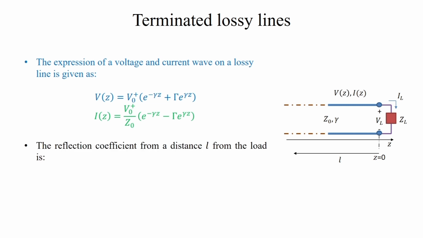Now, if we are interested to know the reflection coefficient at a distance L from the load going towards the negative Z direction, then we can write gamma L is equal to gamma, the load reflection coefficient, multiplied by e to the power minus 2 gamma L, and this can be written in this form, and therefore, the mod gamma L will be mod gamma e to the power minus 2 alpha L. We can compute the input impedance of a lossy transmission line as follows.